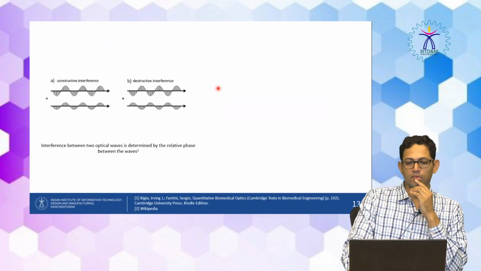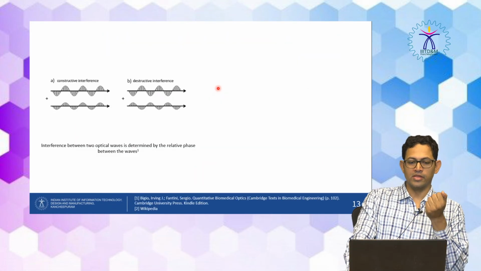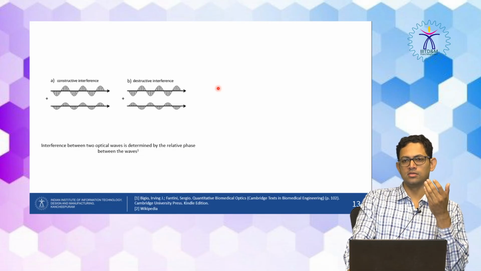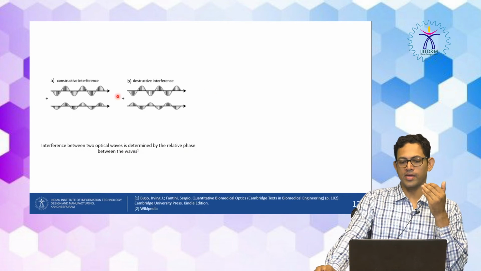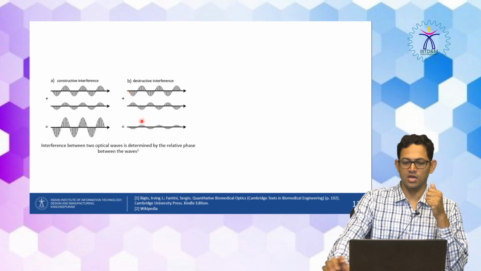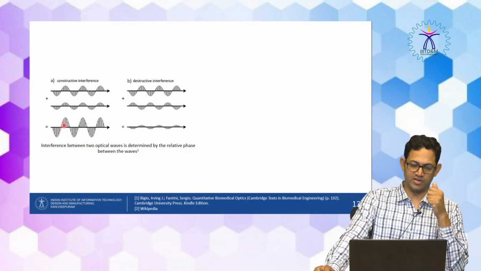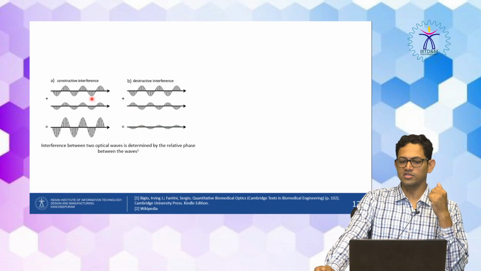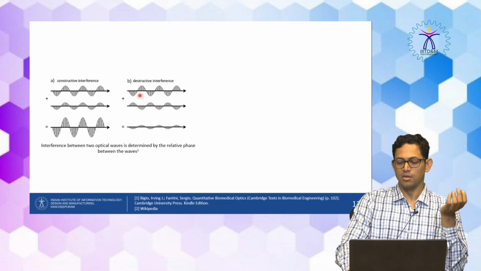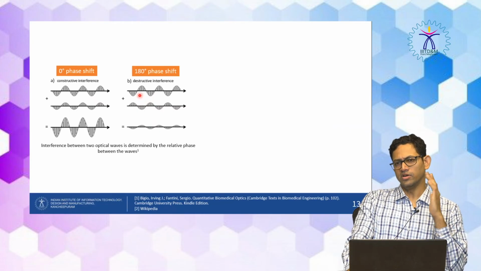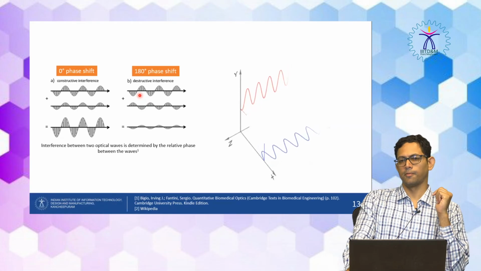Now we have learned earlier that if we have two plane waves propagating with the same phase, and two plane waves which are phase shifted by 180 degrees, we will have constructive interference in the first case, and destructive interference in the second, which we discussed in the last class. But what if there is a phase shift of not 0 degrees or 180 degrees, but 90 degrees? What will happen?